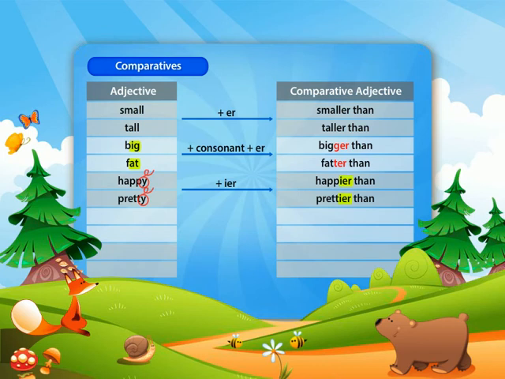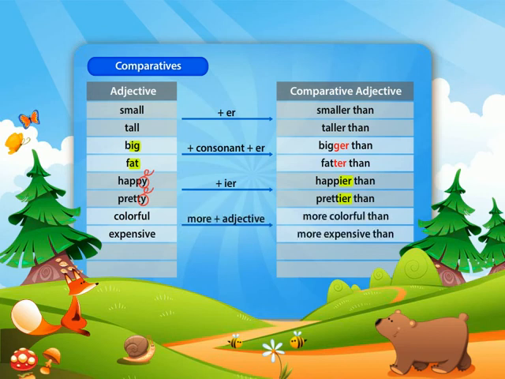So you have H-A-P-P-I-E-R, happier. For an adjective with two or more syllables, like expensive, add more before the adjective so that you say things like more colorful or more expensive.